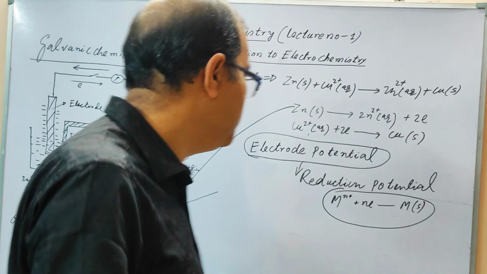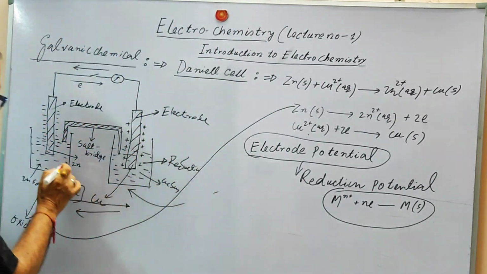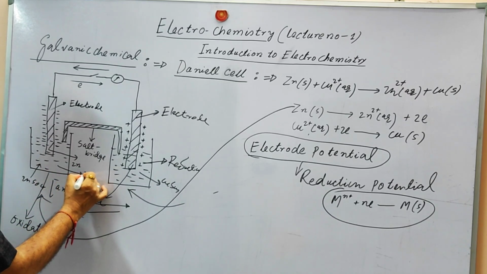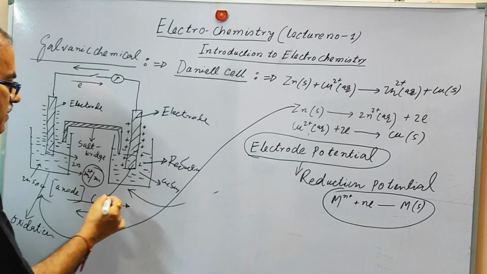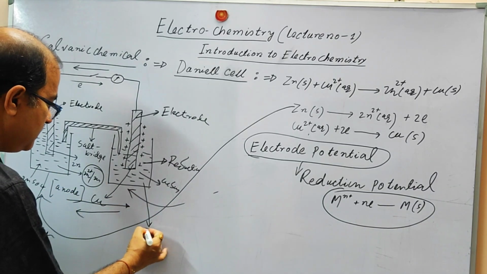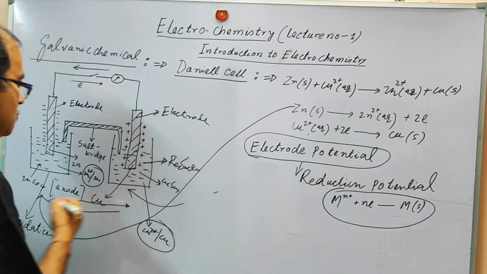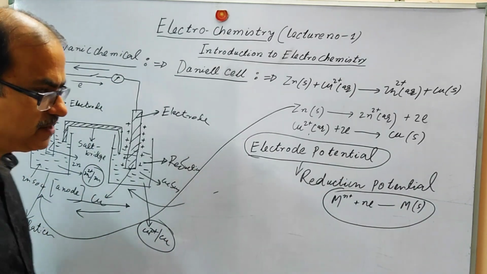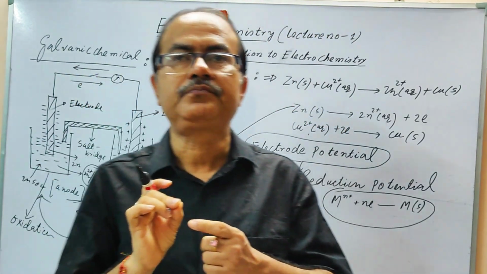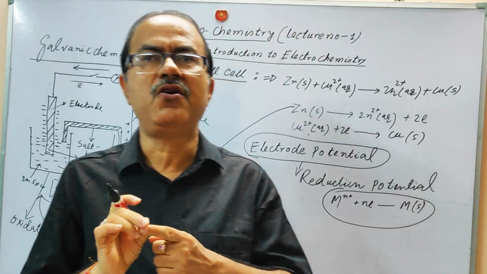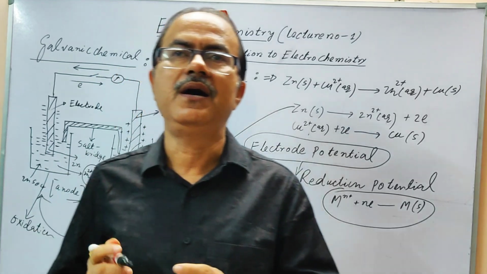Another thing that we need to understand is the redox couple. Here you can see Zn2+ and Zn. This is one redox couple. Another redox couple is Cu2+ and Cu. This is also called a redox couple. A redox couple is basically the simultaneous presence of the oxidized state of a substance and the reduced state of the substance. This is called the redox couple.